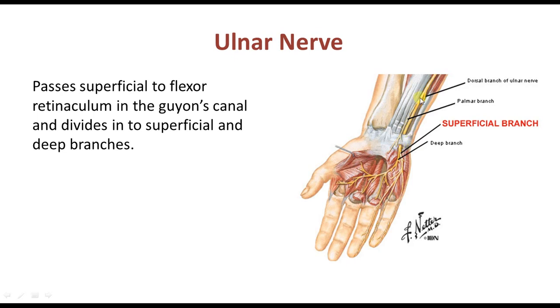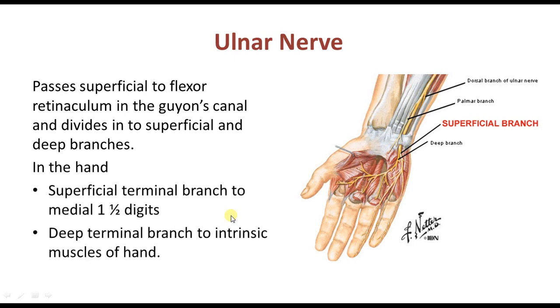So 5 centimeters above the wrist, it gives another branch. You are able to see that is the dorsal cutaneous branch of the ulnar nerve. We will discuss this after some time. So now we will continue with the superficial branch and the deep branch. In the hand, one of the terminal branches, the superficial one, supplies the medial 1.5 digits. The deep terminal branch supplies all the intrinsic muscles of the hand.